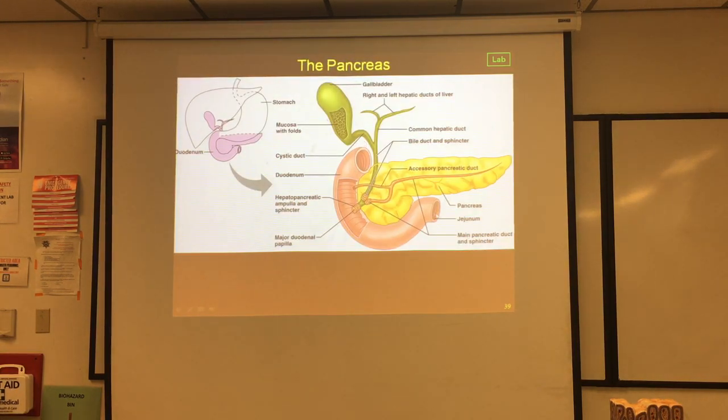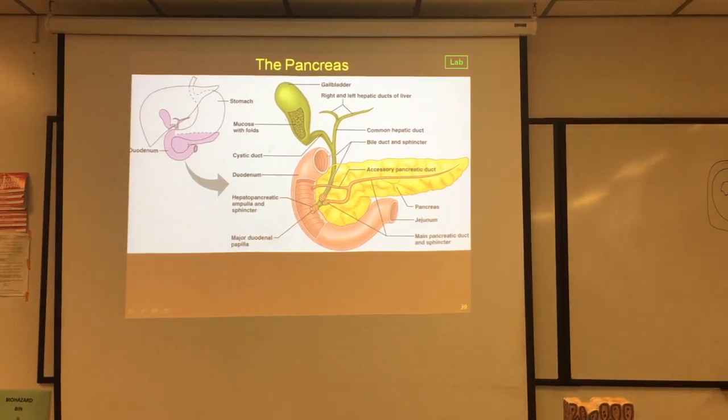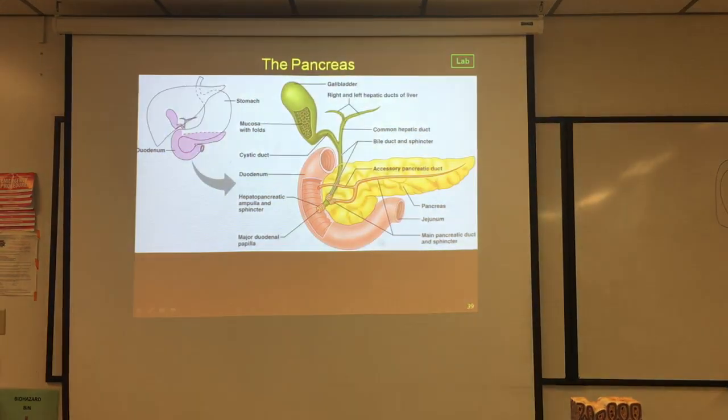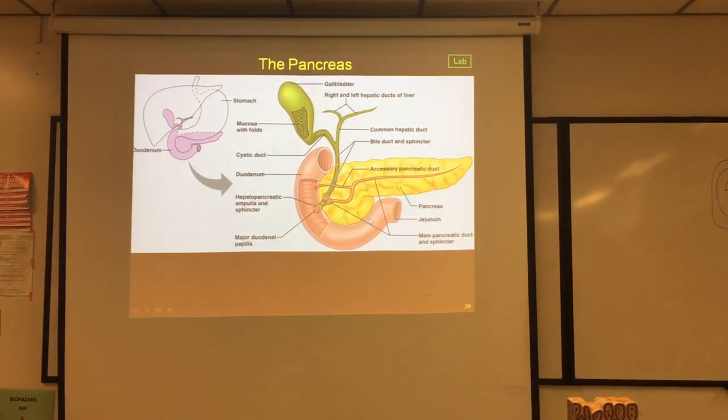Another look at the pancreas: accessory pancreatic duct, main pancreatic duct, tail of pancreas, body of pancreas, head of pancreas, and the duodenum forms a C around the head of the pancreas.